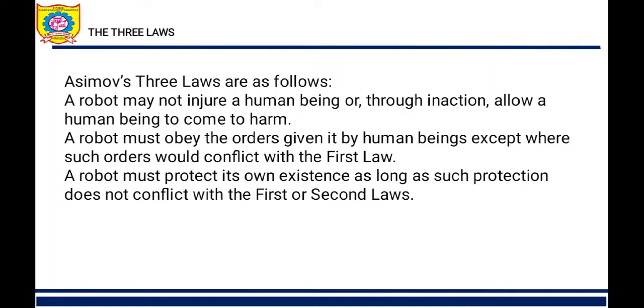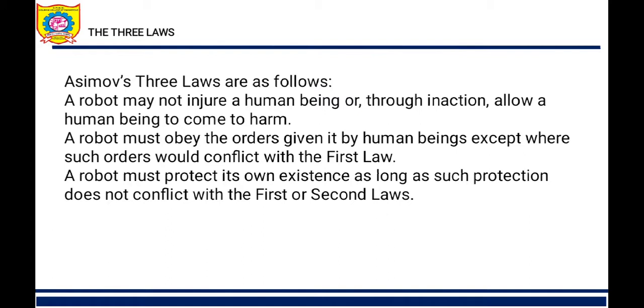So these are the three laws. A robot may not injure a human being, or through inaction allow a human being to come to harm. So robot should not injure a human being. This is the first point. Through its action also it should not harm a human being. So the first point is that a human being should not be harmed directly by the robot, or through any of its actions.